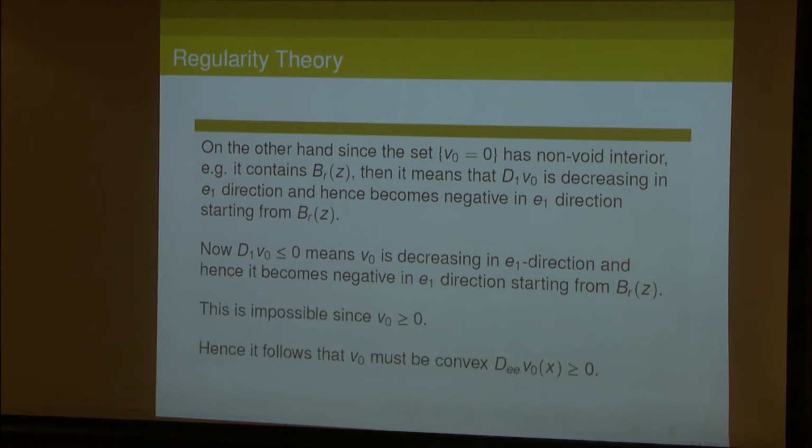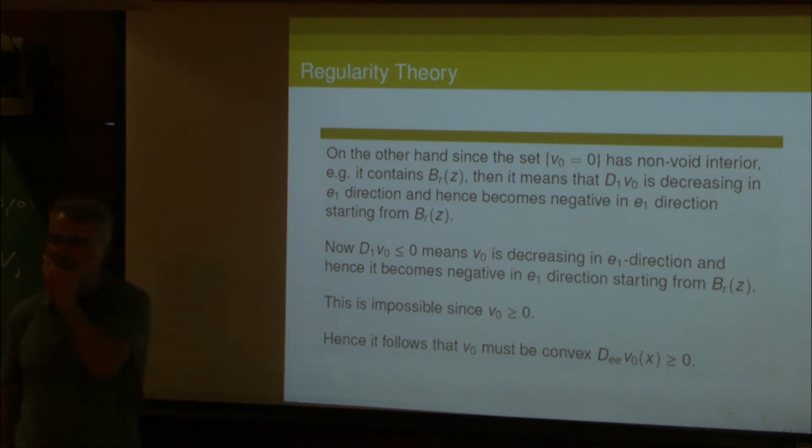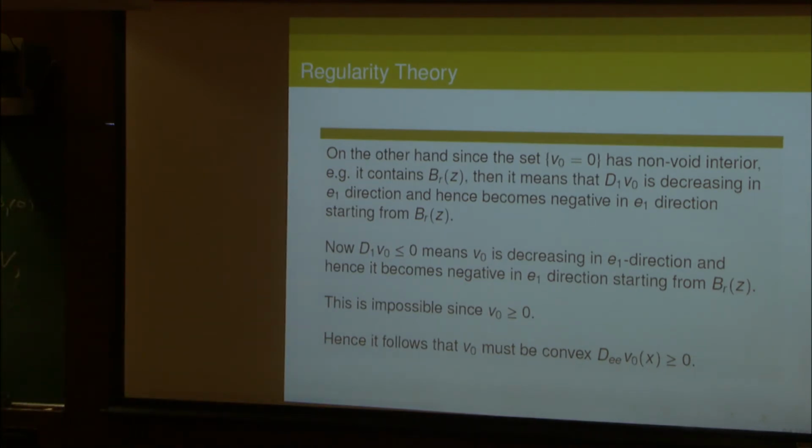So let me see. Okay, so let me try to finish this up. Now set v0 is 0 as non-void interior. So let me see. Why does it have non-void interior? That's the assumption, right? We started with it. Yes, that's true.